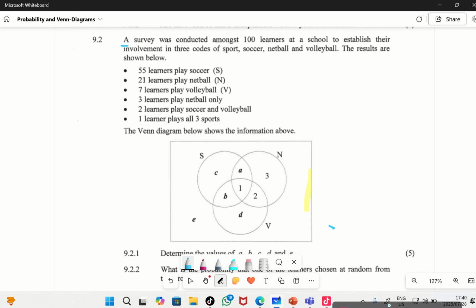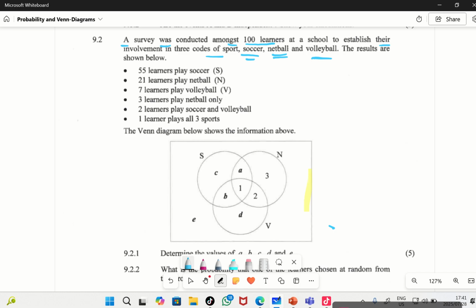Let's read the opening statement. It says a survey was conducted amongst 100 learners at a school to establish their involvement in 3 codes of sport: soccer, netball, and volleyball. So we understand the opening statement. You must always understand the opening statement. So the school has 3 codes of sport: soccer, netball, and volleyball. The results are shown below.